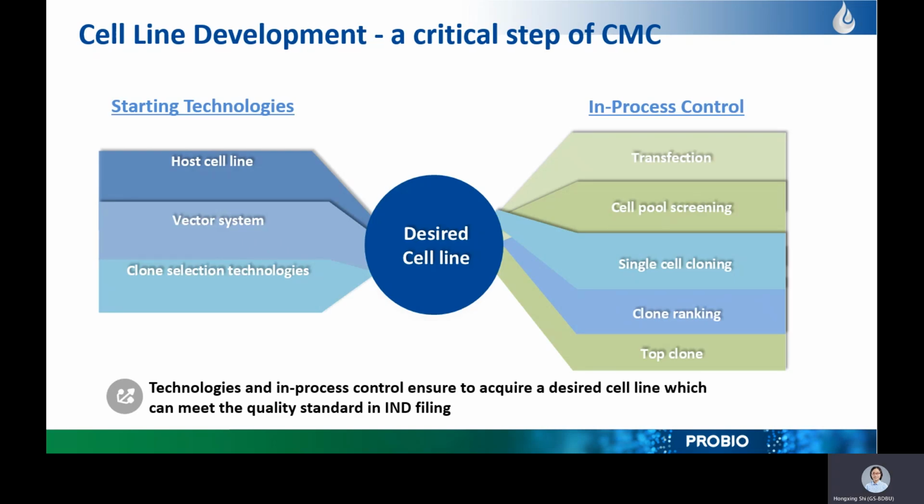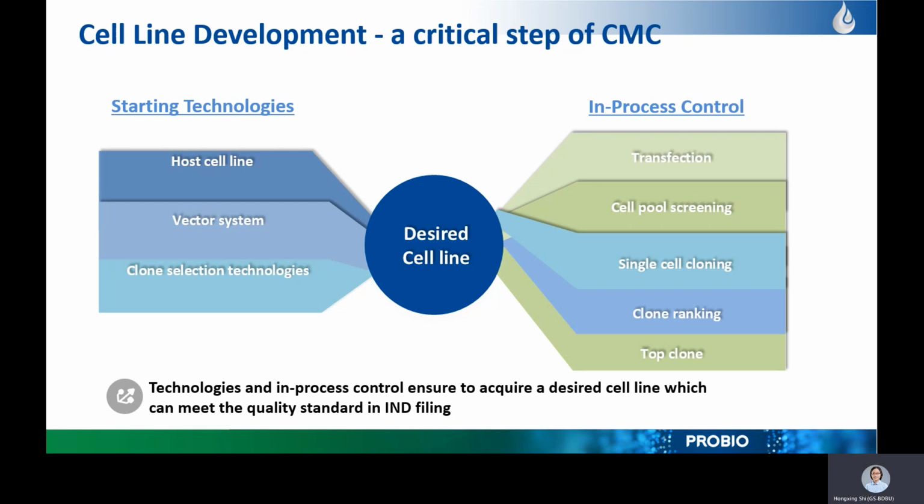Cell line development refers to the process of introducing foreign genes into host cells and isolating them through screening techniques to obtain positive clones. Based on this definition, host cell line, vector system, and clone selection technologies constitute the three essential elements for constructing cell lines. Another important aspect is how to use these three elements to achieve cell line construction. This is the second question we just mentioned: how to do in-process control, and how to design the entire screening process and the clone evaluation strategy.